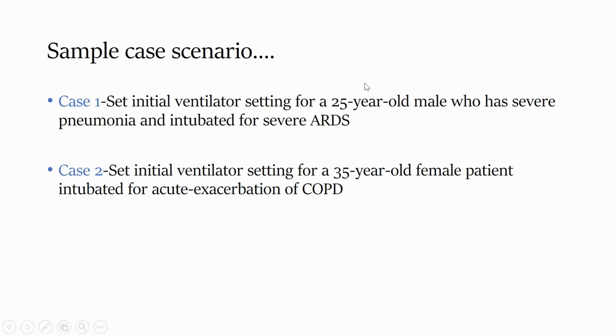And usually the flow is set at 60 liters per minute. And FiO2 usually you start with 100%. For most patients, FiO2 should start at 100%, but if there is no need for that high FiO2, you should de-escalate subsequently. For the second one, what's the difference?